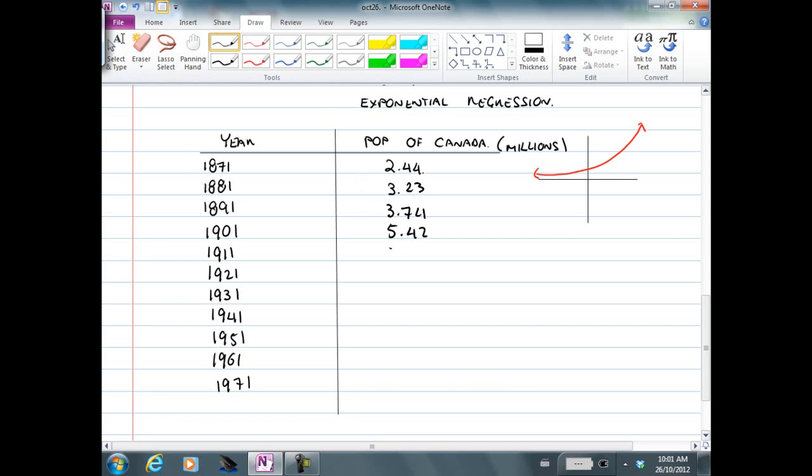5.42. 7.22. 8.80. 10.38. 11.51. 14.01, 18.24, 21.57. Our population right now, I believe it's around 30 million. Okay? 33? Oh, okay. I'm off by a few million.